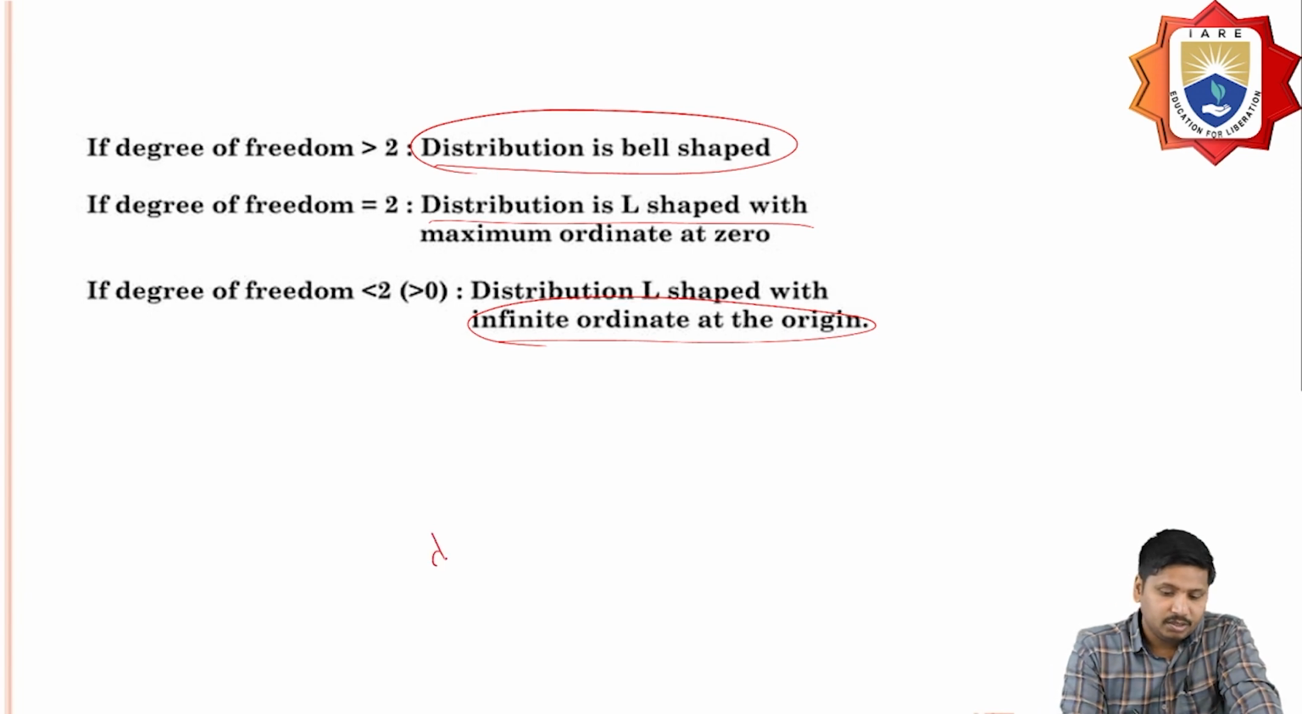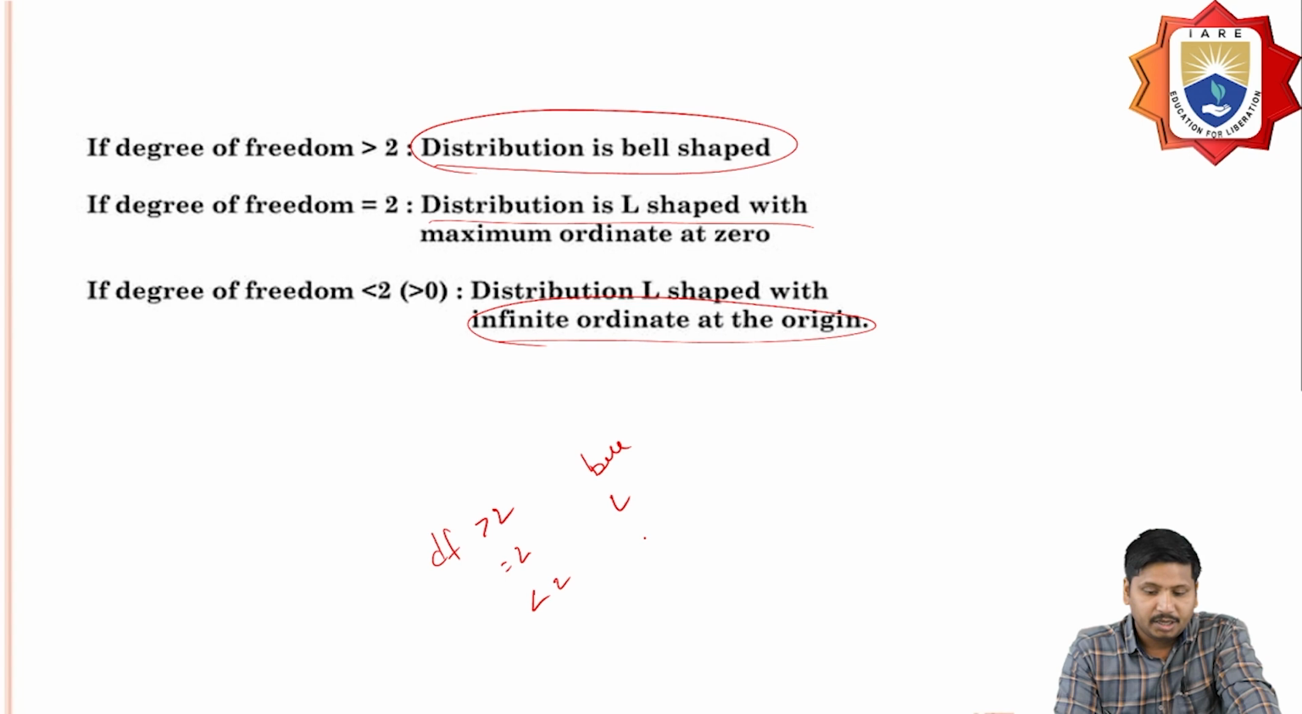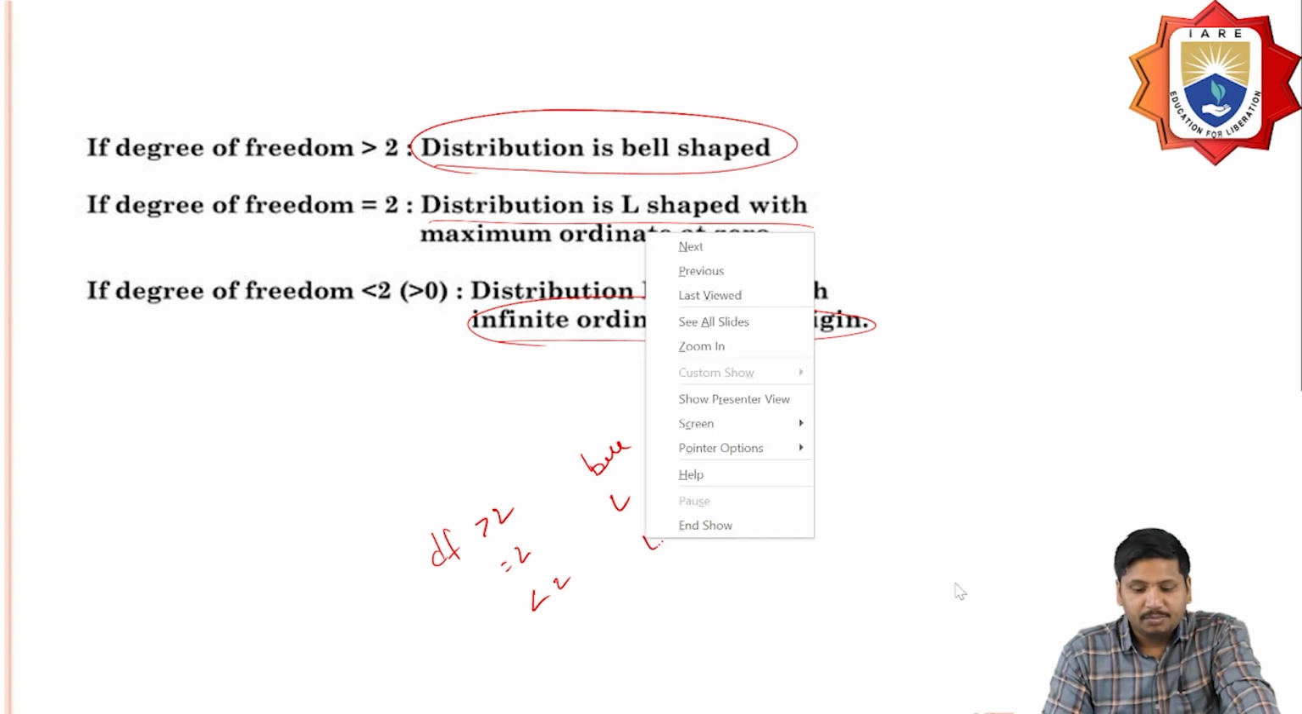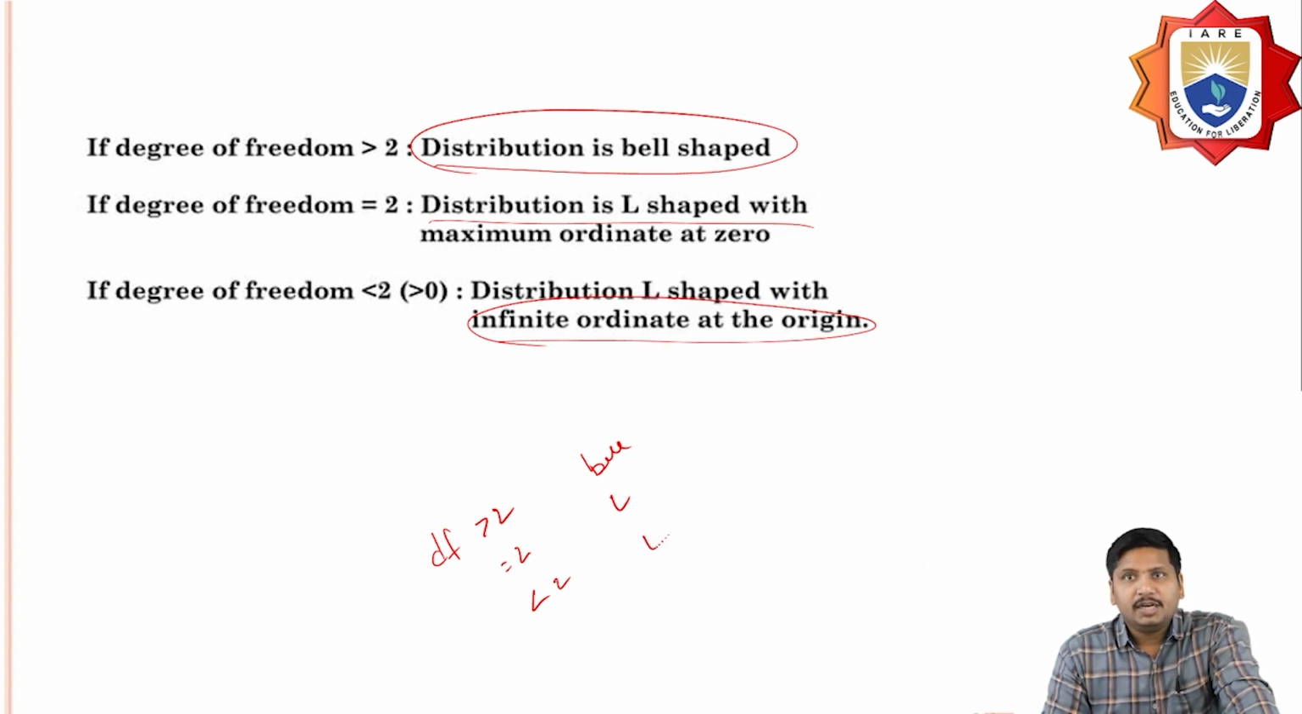So if the degrees of freedom is greater than 2, then the distribution should be bell shaped, and if it is equal to 2, then it should be L shaped, and if it is less than 2, then it should be an L shape with infinite ordinate at the origin.